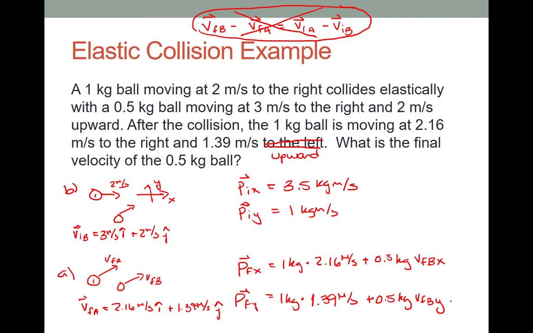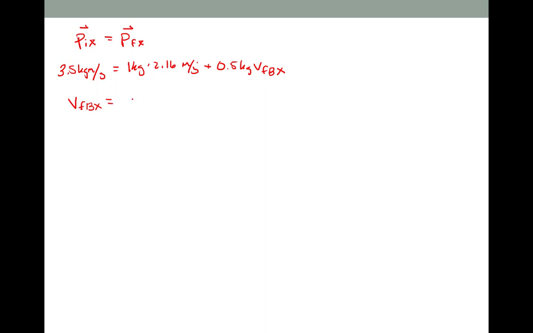As before, we let initial in x equal final in x: 3.5 kilogram meters per second equals 1 kilogram times 2.16 meters per second plus a half a kilogram times v final dx. That allows me to solve for v final dx equaling 2.68 meters per second.